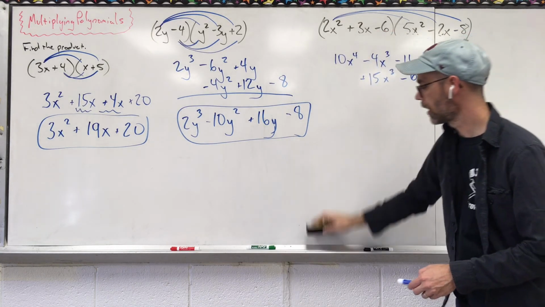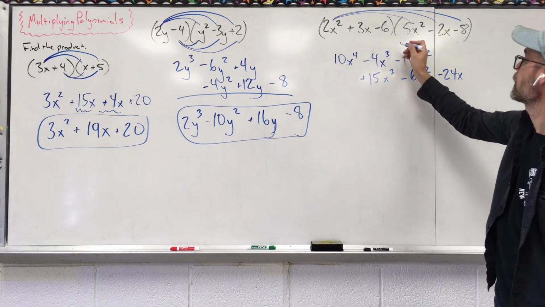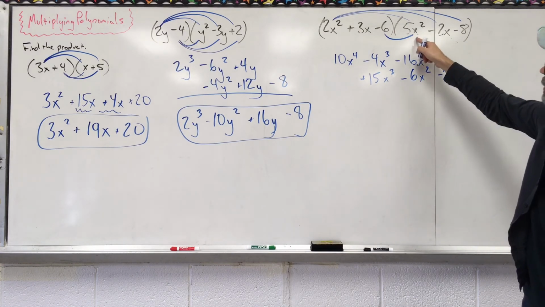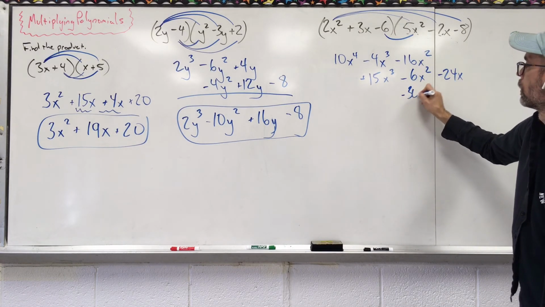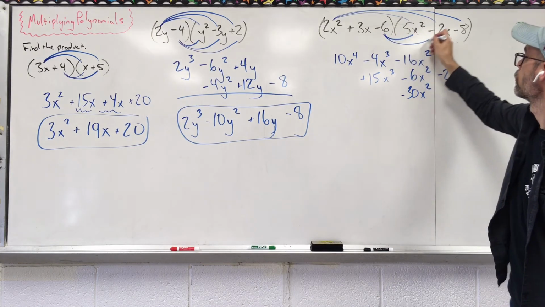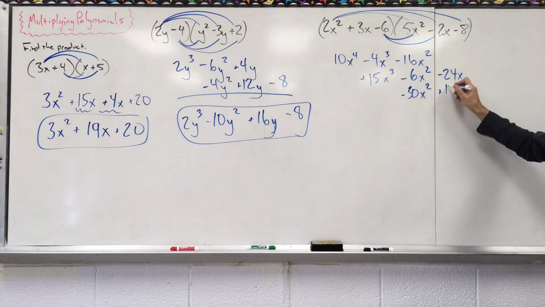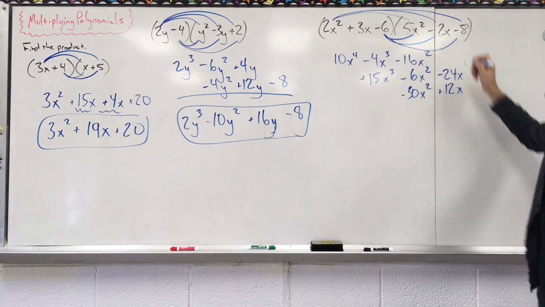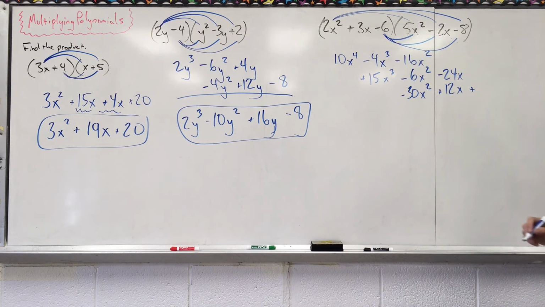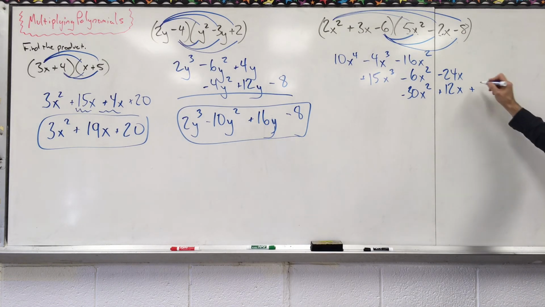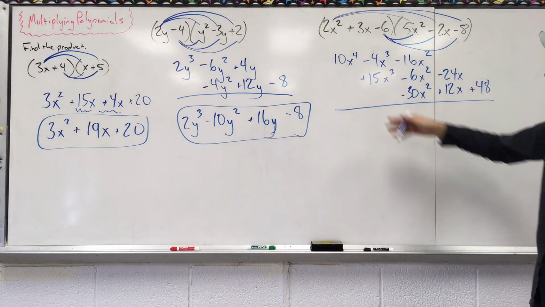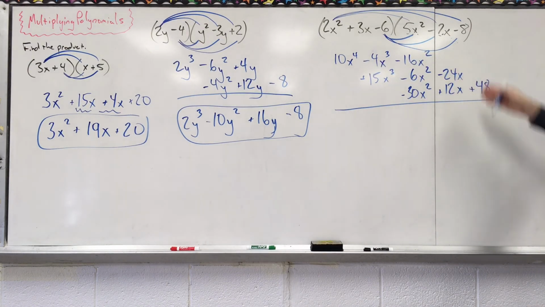But this time we're going to distribute negative 6. Negative 30 under x squared. Distribute again. 12x. Negative negative makes it a positive. Negative negative again, positive. 6 and 8 gives us 48. Now we can just add and combine like terms up and down.